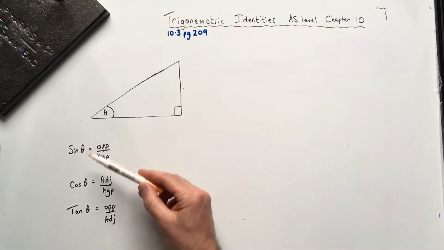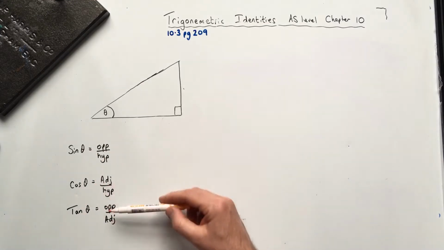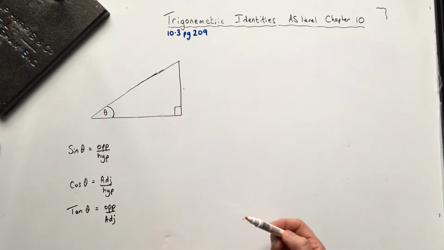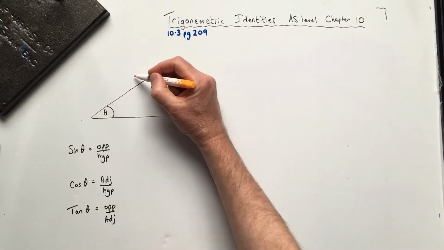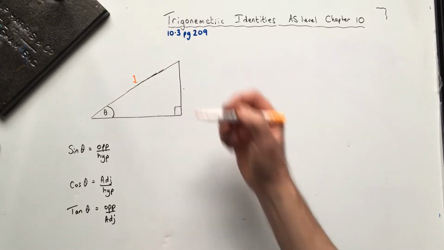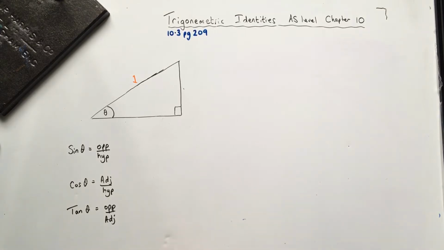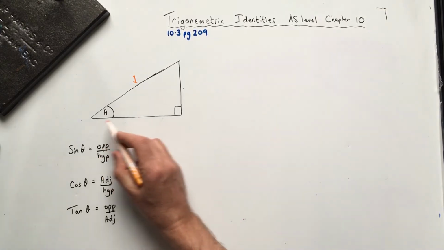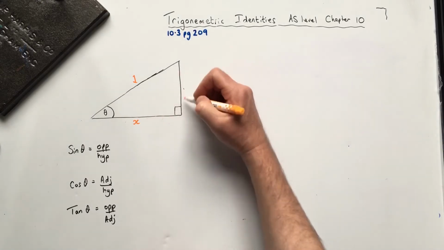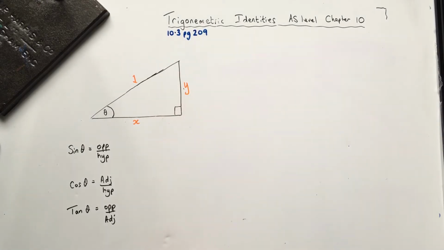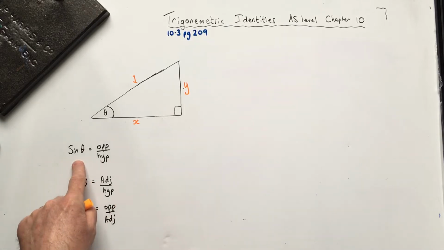I've drawn the ratios out that you know from GCSE, and I've drawn a right angle triangle. What I'm going to do is label the hypotenuse of this one unit, just to make it easy. I could choose any number, but I'm going to go with 1. This is the horizontal, like the x-axis, so I might as well call that x, and the vertical I'll call y.